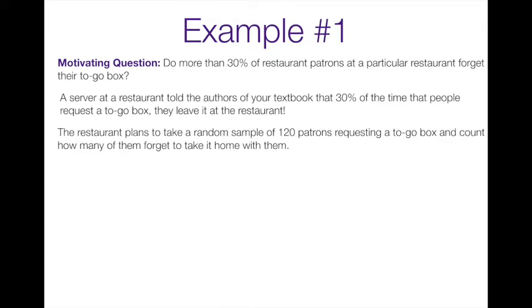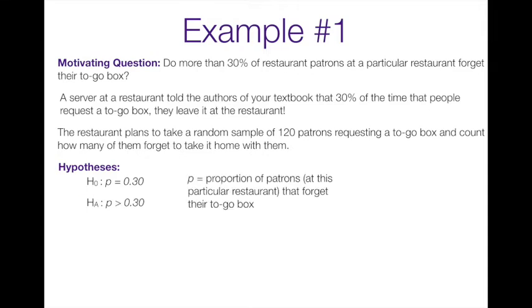Suppose the restaurant wanted to look into this. They could take a random sample of 120 people who request a to-go box, and they could count how many of them forget to take it home. So there is what we've got. We want to do a hypothesis test. Any good hypothesis test starts with a set of hypotheses. So for us, that is a null of p equal to 0.3 and an alternative of p greater than 0.3, where p is the proportion of patrons at this particular restaurant, if we want to be specific, that forget their to-go box.